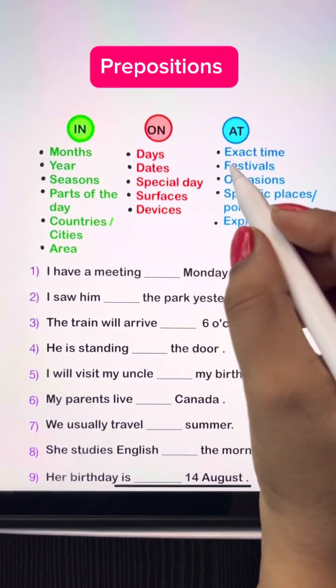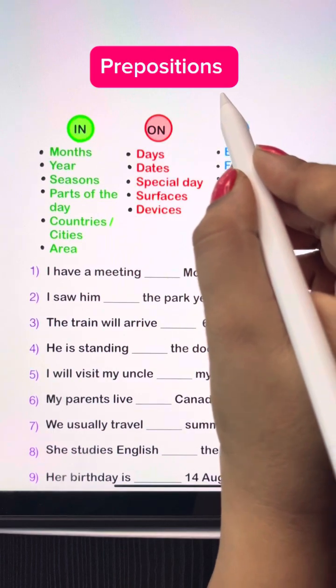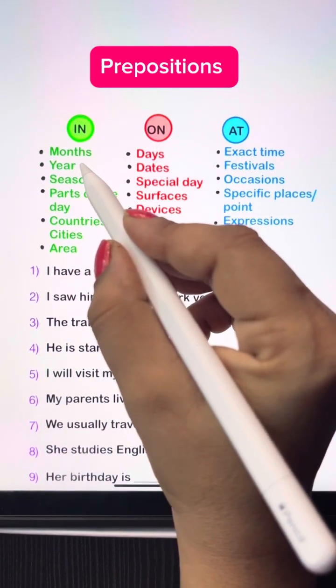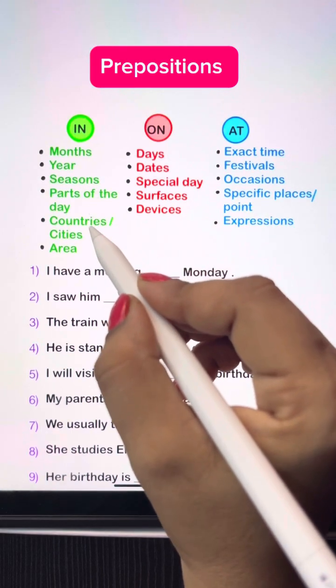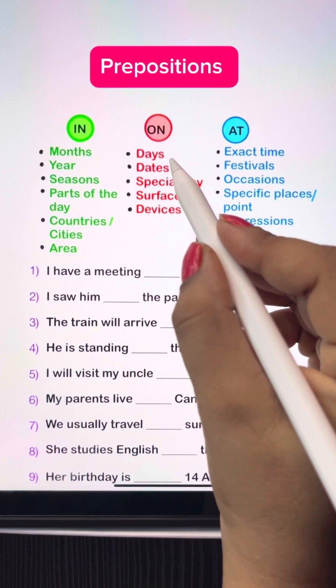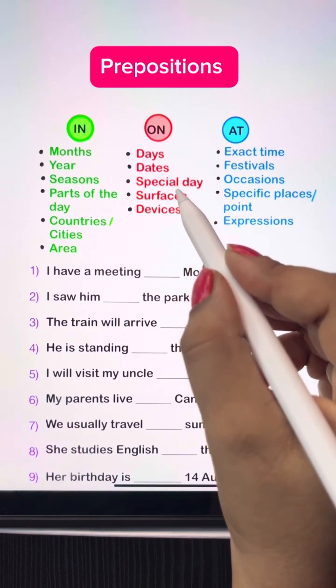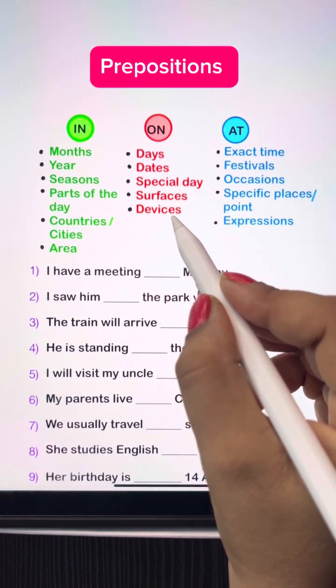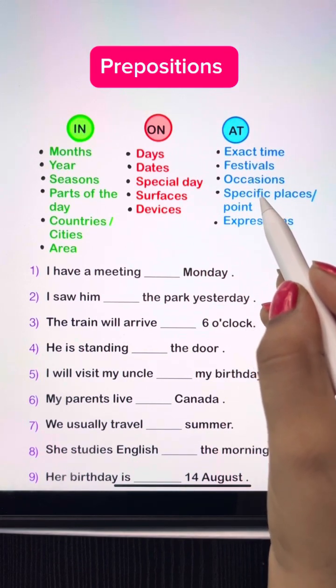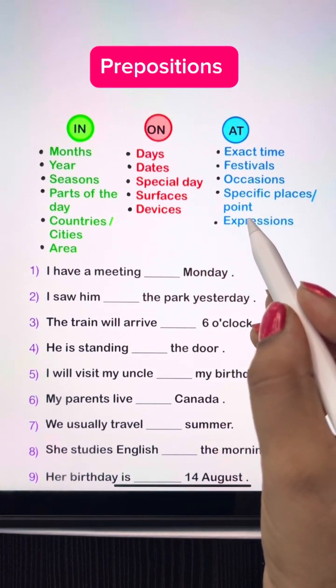Today we will learn about the prepositions in, on and at. In is used with months, years, seasons, parts of the day, country, cities and area. On is used with day, days, special days, surface or devices. At is used with exact time, festivals, occasions, specific spaces and points, expressions.